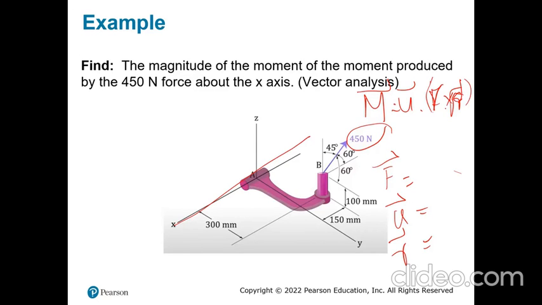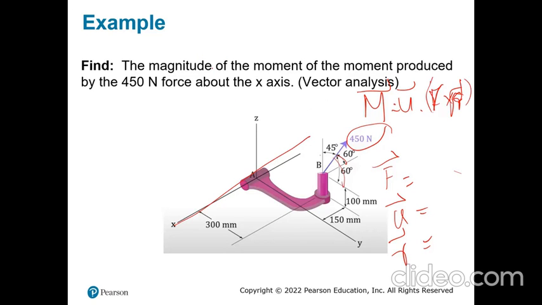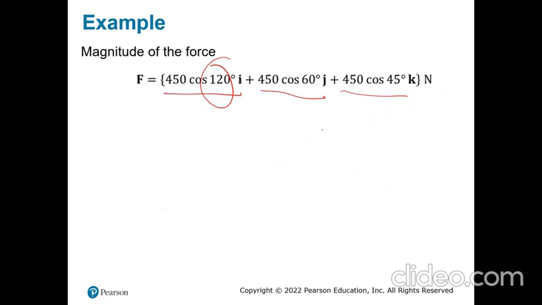So what's my x-axis making the angle with the force? 60. Then y 60, 45. So that's 450 at 120, 450 at 60, and 450 at 45. Why is it 120? Because I know that it's in the negative x direction, so I have to get it in the positive direction. So that's 180 minus 60. That's why I have 120 here.